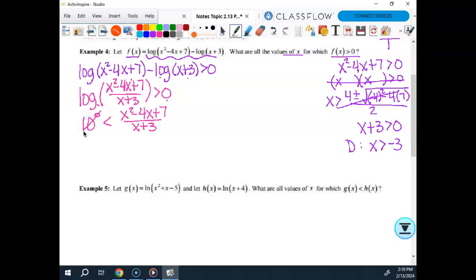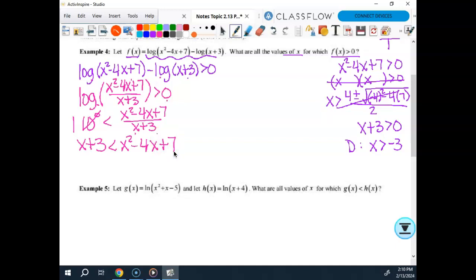Now, 10 to the 0 power is what? 1. So we're just going to do it that way so we don't have to rewrite again. Plus, I'm also going to show you something else we could have done here, and I'll tell you why we didn't once we get there, because you're going to say, well, that would have been easier. I know, but there's a reason I did it this way. So we're going to multiply both sides by the denominators, so I'm going to get x plus 3 is less than x squared minus 4x plus 7.